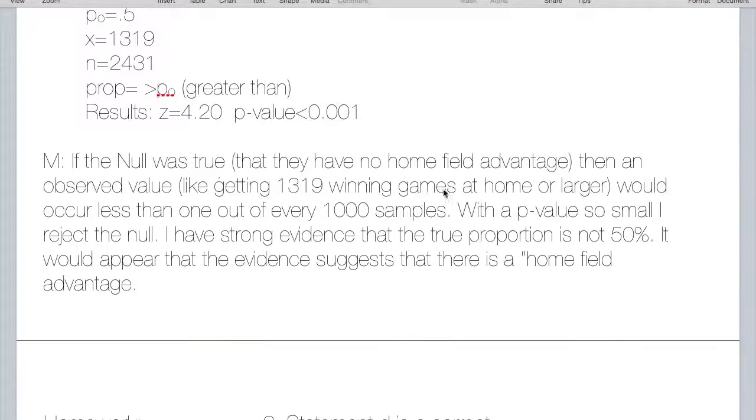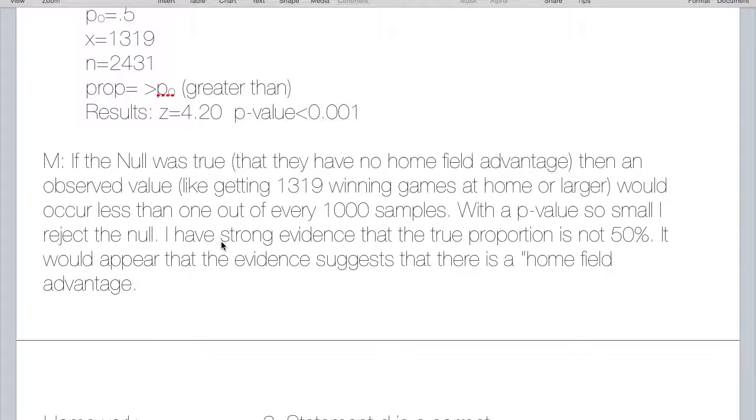So with a p-value so small, we reject the null. I have strong evidence, and the strong evidence comes from the fact that this is really, really, really small. If you were to say I've got a little bit of evidence, then you're probably talking about less than 10%. Once it starts happening less than 1% of the time, you've got some pretty strong evidence. So I have strong evidence that the true proportion is not 50%.